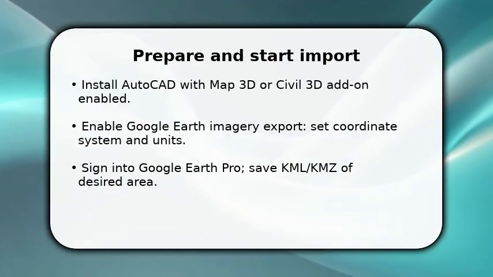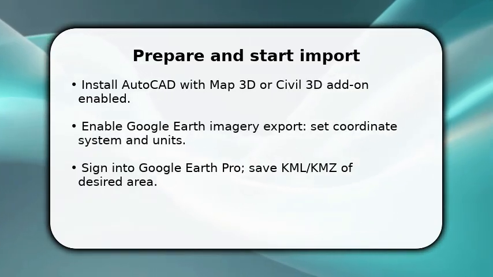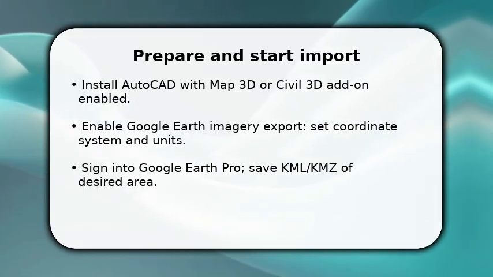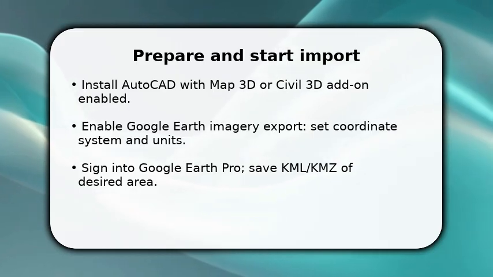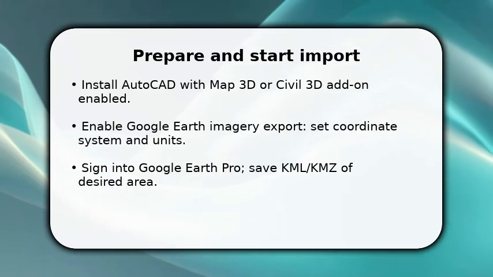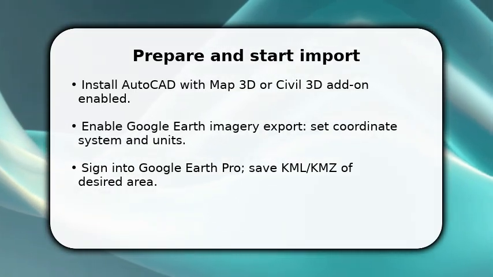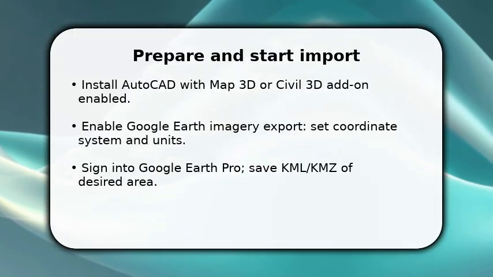You begin by preparing data and software so nothing stalls. First, make sure AutoCAD Map 3D or Civil 3D is installed because they handle geospatial data. This lets you maintain coordinates. Once done, open Google Earth Pro and zoom to the area you need, then save a KML or KMZ file. Also confirm your drawing units and coordinate system in AutoCAD. Match Earth's datum to avoid scale and placement errors.